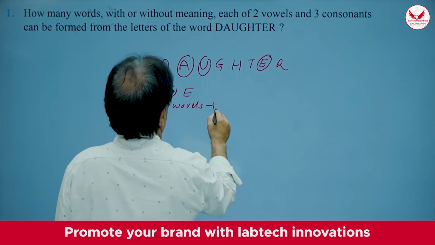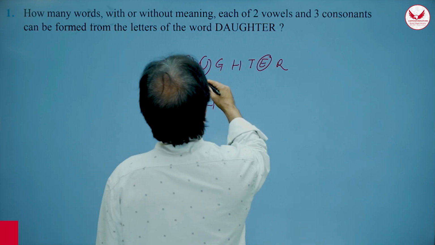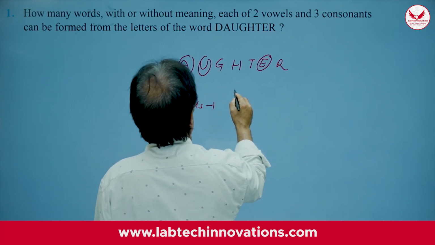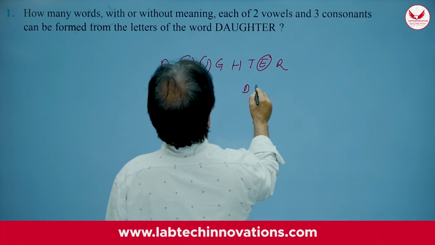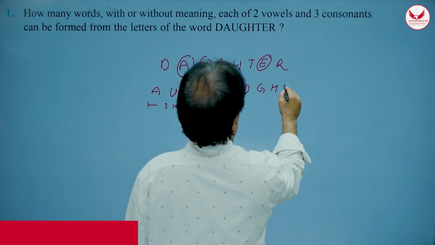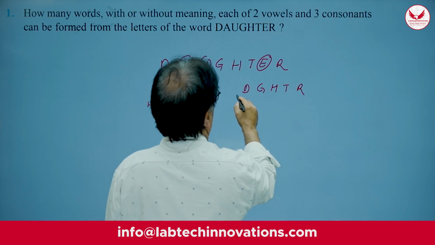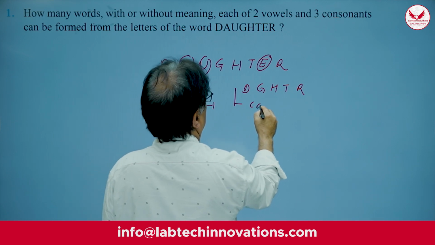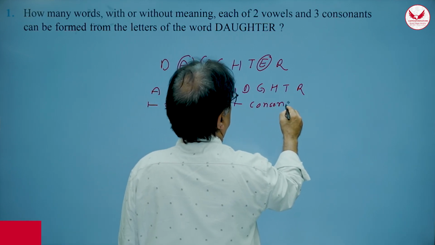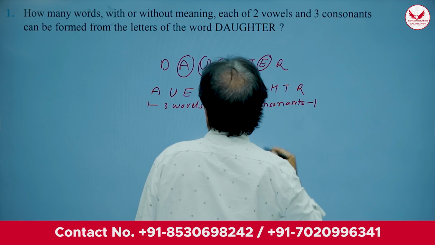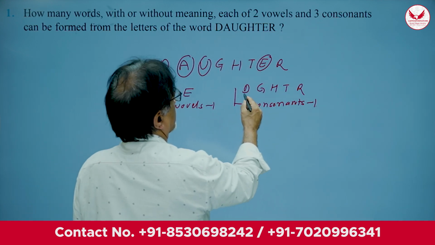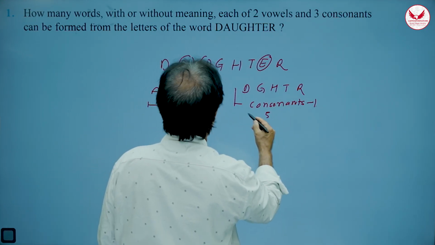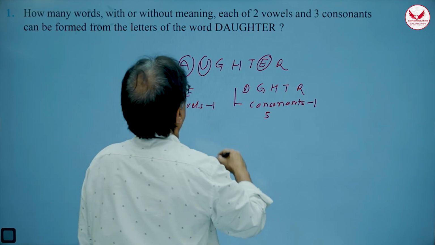So there are three vowels present in this particular word, and the remaining are all consonants. Consonants are D, G, H, T and R. These are consonants. How many vowels are there? 3. And how many consonants are there? 5. So 3 vowels and 5 consonants.